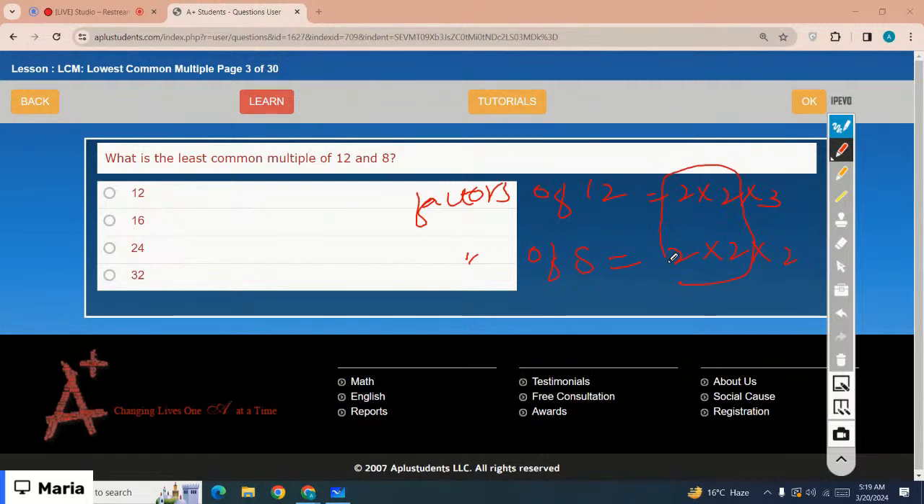So these are the common multiples. So the LCM is 2 times 2. These are the common multiples and these are the non-common multiples. So 2 times 2 is 4, 4 times 2 is 8, and 8 times 3 is 24. So the correct option is 24. Got it? The correct option is 24.